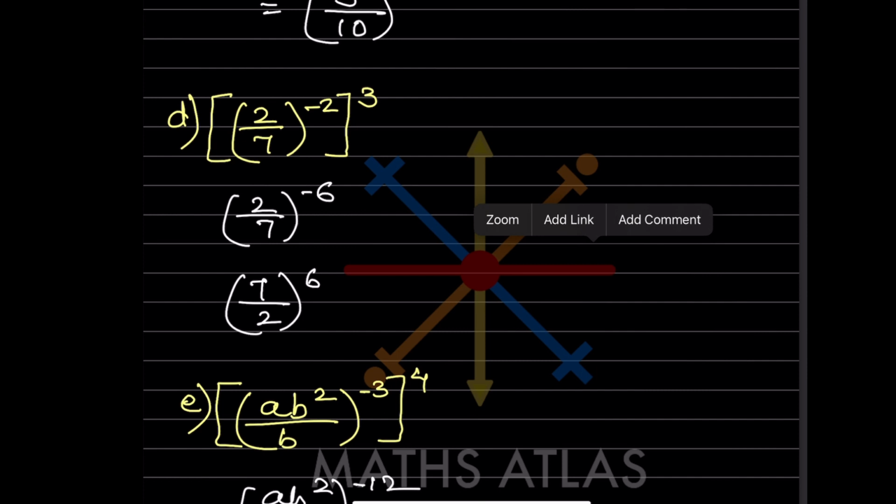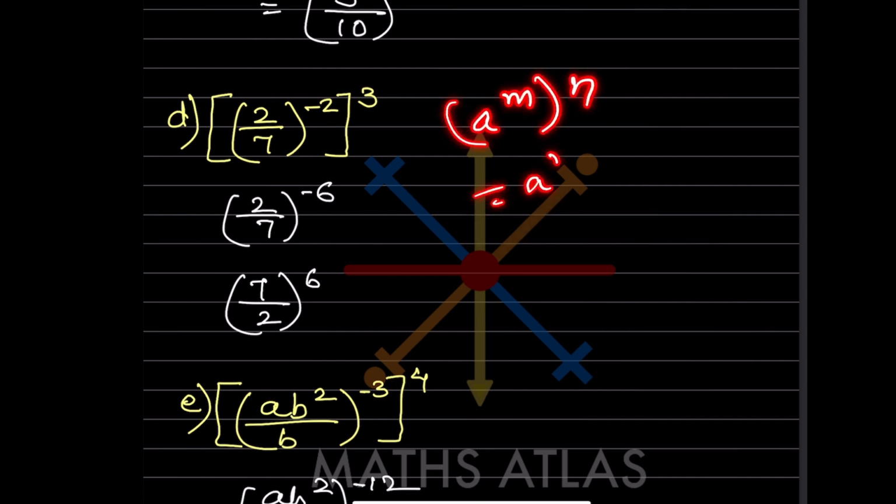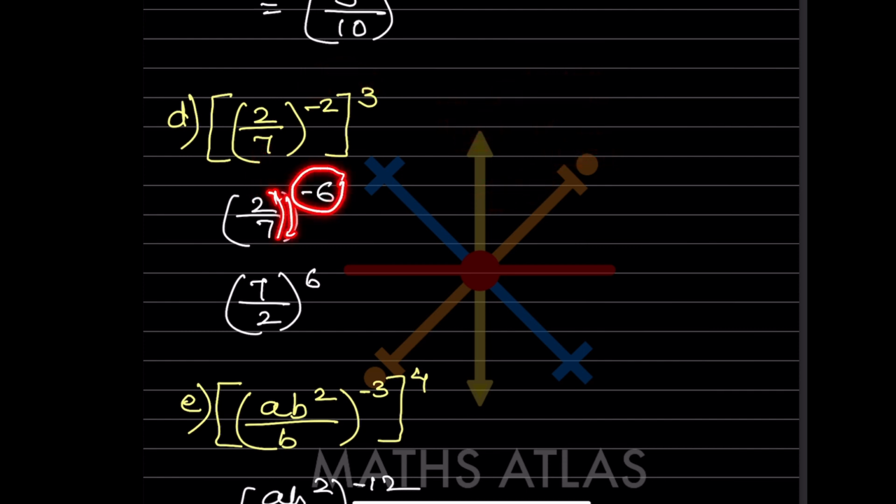Now here what we can do, as I said in the previous one, 3 raised to m raised to n, that will be 3 raised to mn. So we are going to multiply this into this. So this will be minus 6. This will be the same. Now this is a negative exponent. We are going to make it positive. So this one is going to get flipped over. So that is going to be 7 by 2 raised to 6.